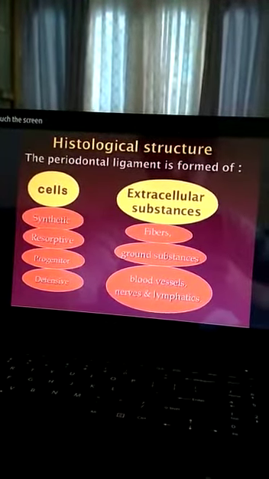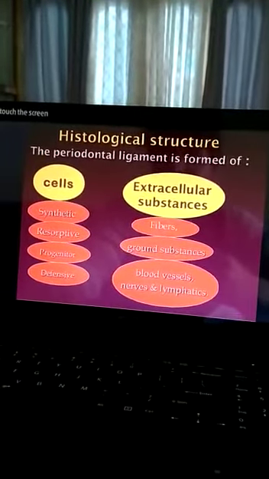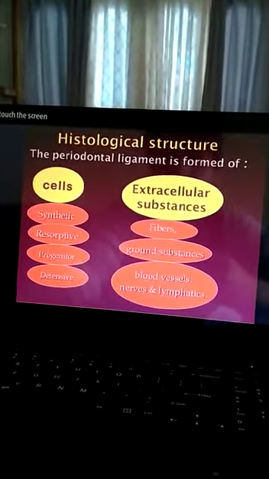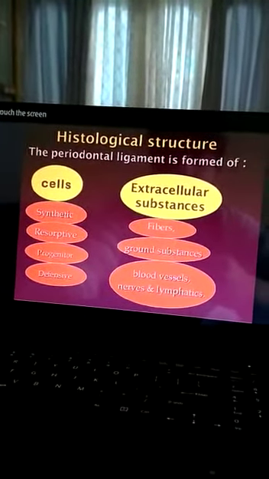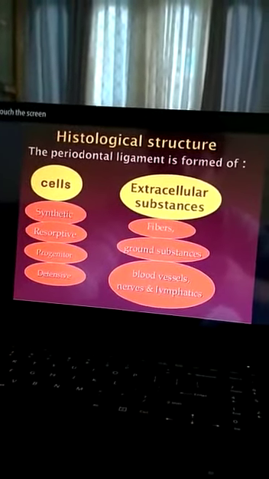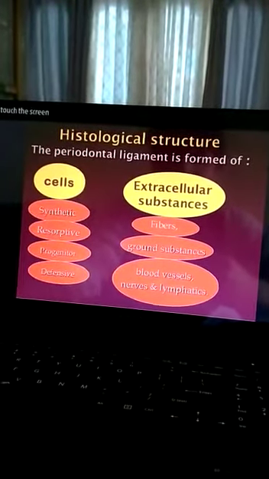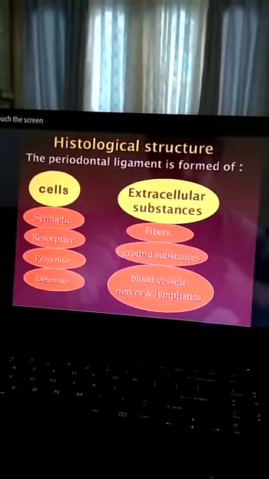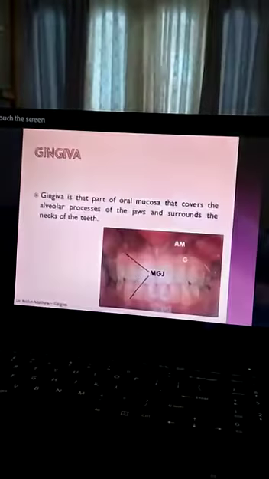Histological structure. The periodontal ligament is formed of cells and extracellular substances. The cells include synthetic cells, resorptive cells, progenitor cells, and defensive cells. The extracellular substances contain fibers, ground substance, blood vessels, nerves, and lymphatics.